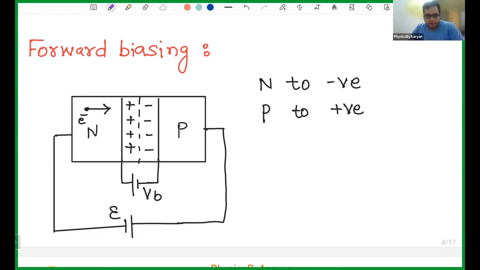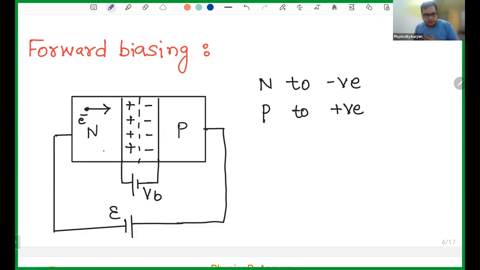So if you are applying the battery, connect your N side to the negative side and your P side to the positive side. Now you can clearly see what is going on. You have a lot of electrons on the N side. Let's talk about any one of them, either electrons or holes. I prefer to talk about electrons. It's actually true that we have a huge number of electrons on the N side.